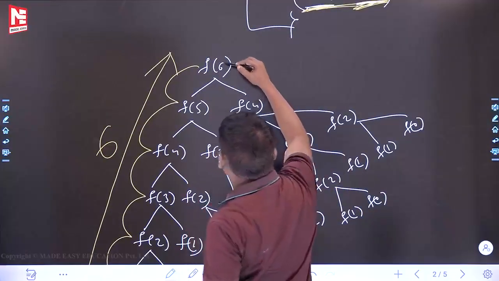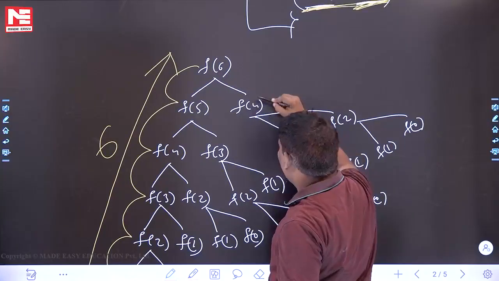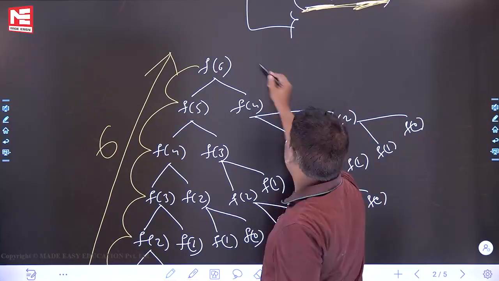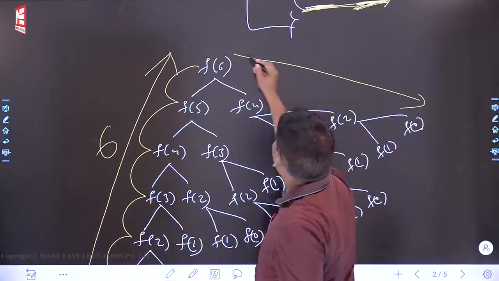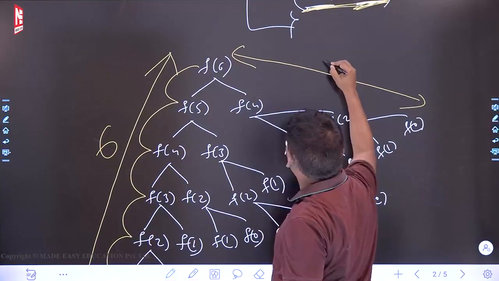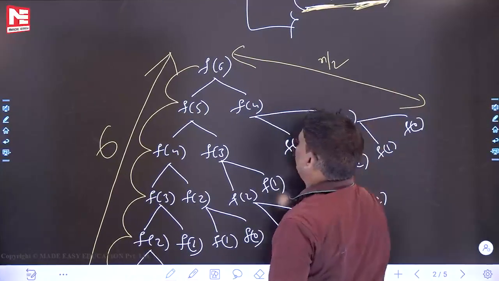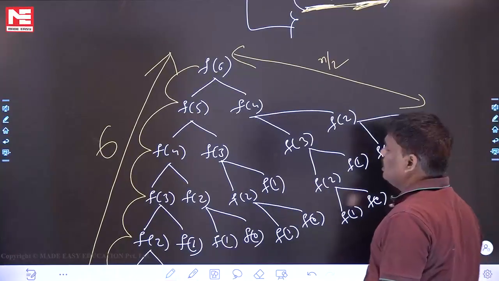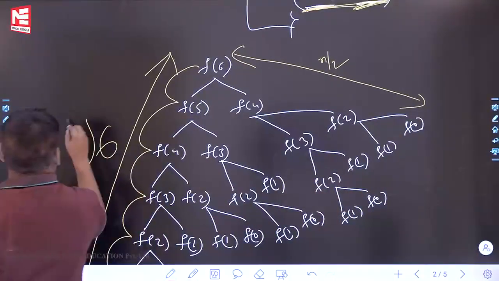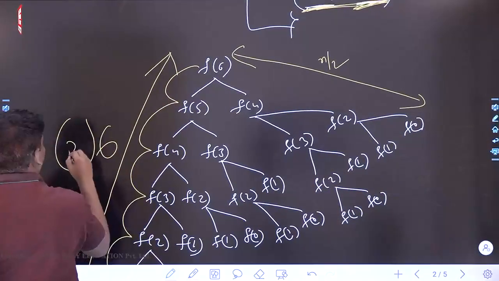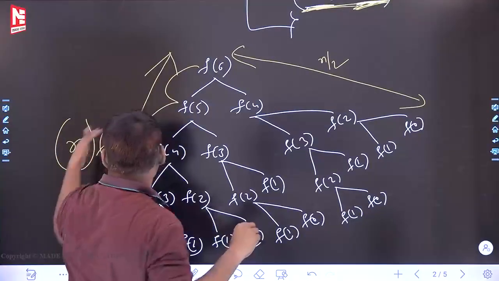On the right, you are always subtracting 2. If you want, you can check: 6 becomes 4, 4 becomes 2, 2 becomes 0. Every time 2 goes, so n by 2 will come approximately. Minus 1 plus 1, don't bother. Fibonacci of n given, n levels. Fibonacci of 6 given, 6 levels.